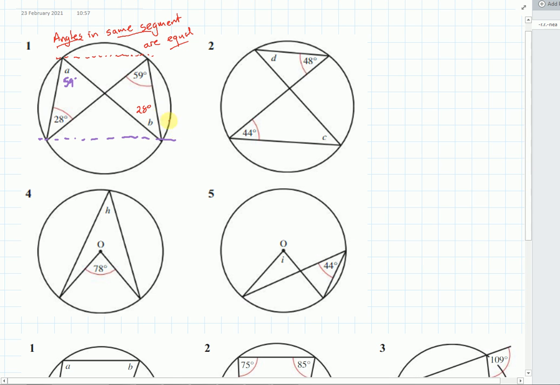Question 4 is a double angle one. So go back to my usual purple. There's the chord along the bottom. This is the construction we started with. And the angle at the centre is double the angle on the circumference. So half of this is going to be 39 degrees. So angle at centre is double the angle on the circumference.